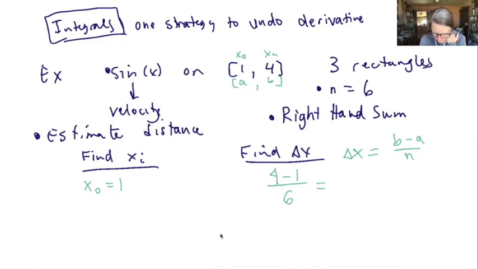Okay, so what is delta x? What's the value for delta x? In other words, how wide is each of my rectangles? Each of my rectangles is 0.5, or we could write it as a half, either way.